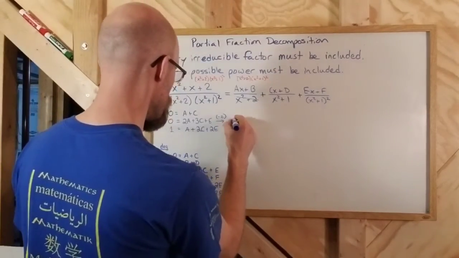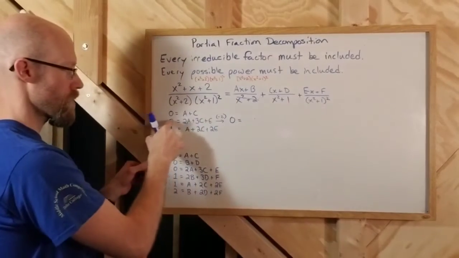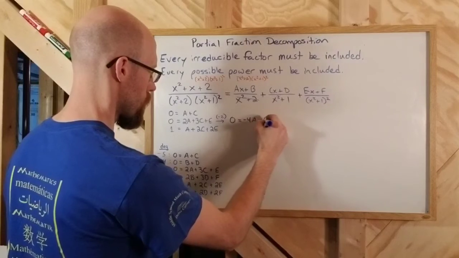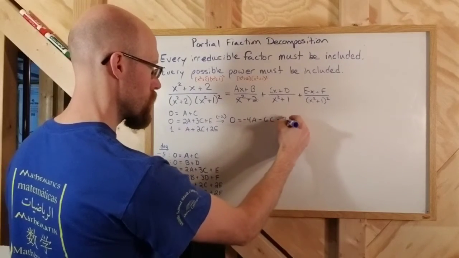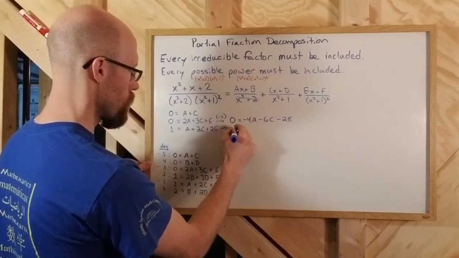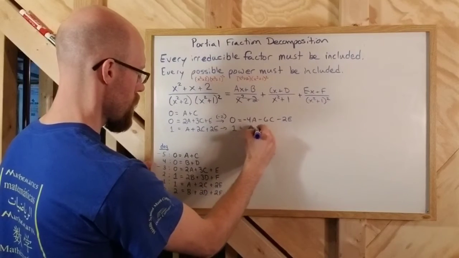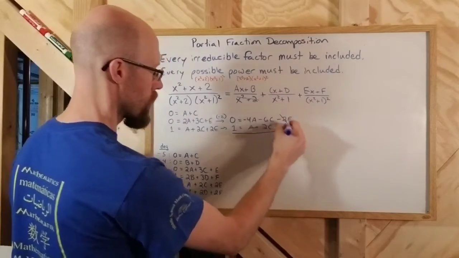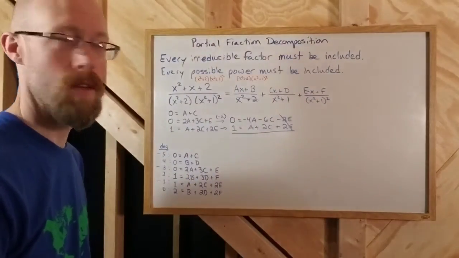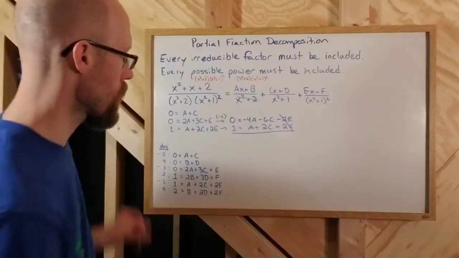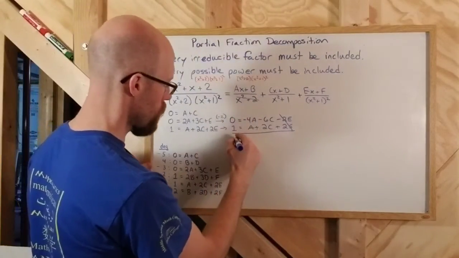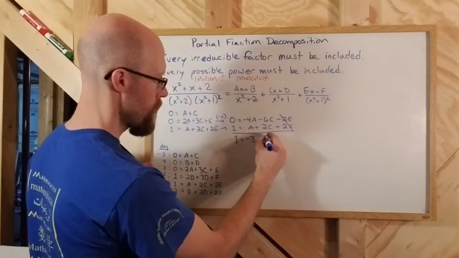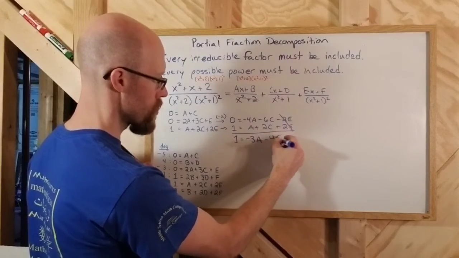So I'm going to have 0 equals, multiplying the -2 to every term, -4a minus 6c minus 2e. And then I bring this one over, it's 1 equals a plus 2c plus 2e. Add those together, the two e's drop off. Very nice. Alright, and then let's go with the constants. I get 0 plus 1 is 1. -4 plus 1 is -3a. -6 and 2 is -4c. Okay.